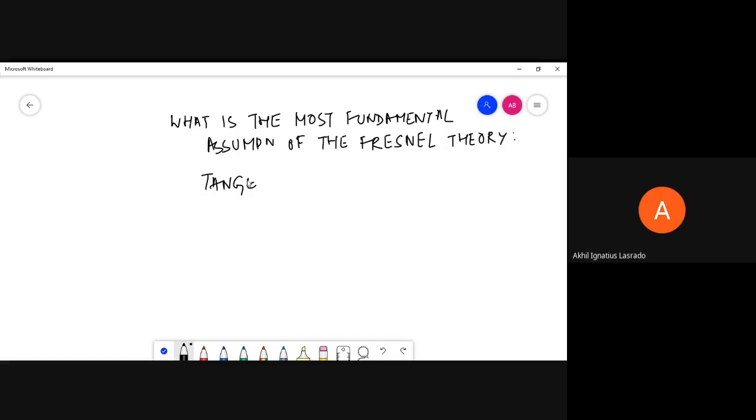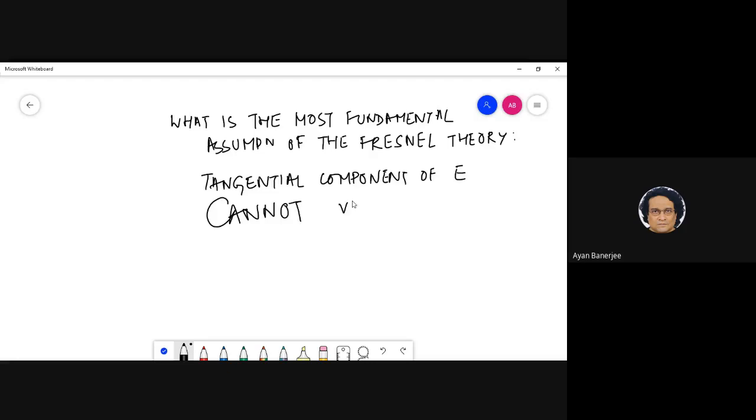Yes. Like someone already said, the tangential component of E cannot vanish, and therefore you require a Z component of E. Is this argument good? You cannot have that disappear. There has to be a Z component of E.